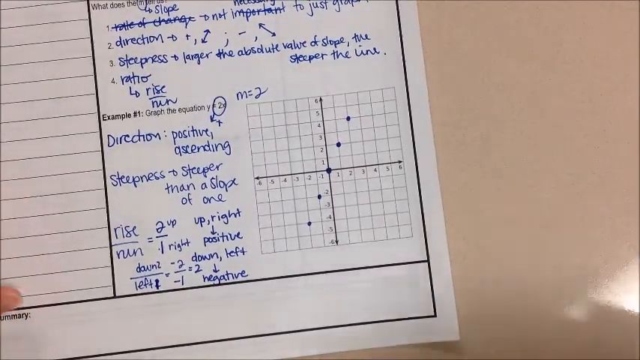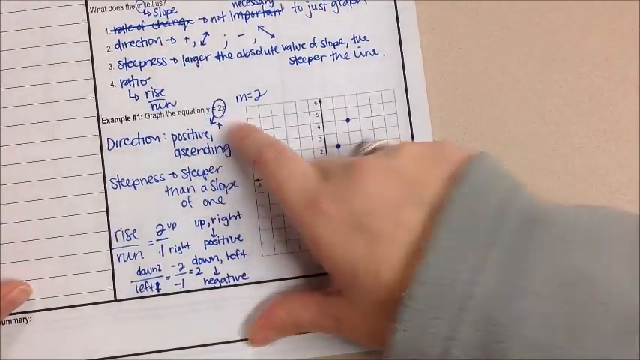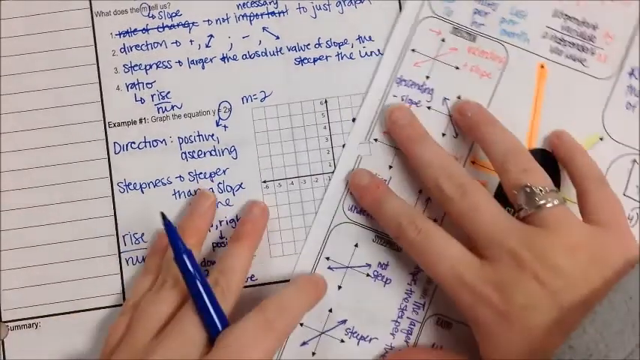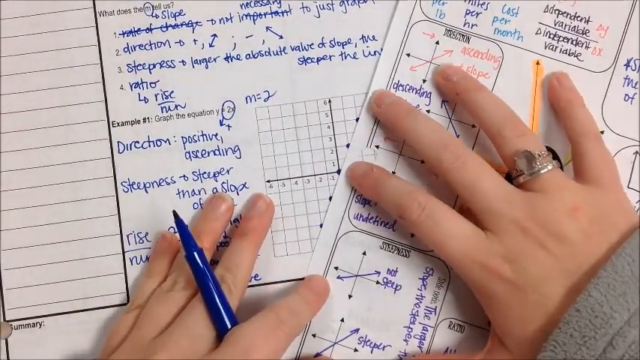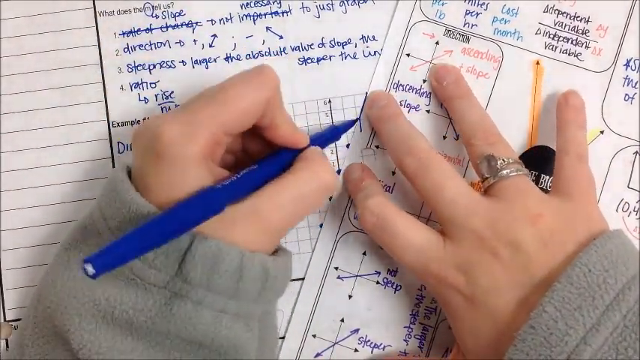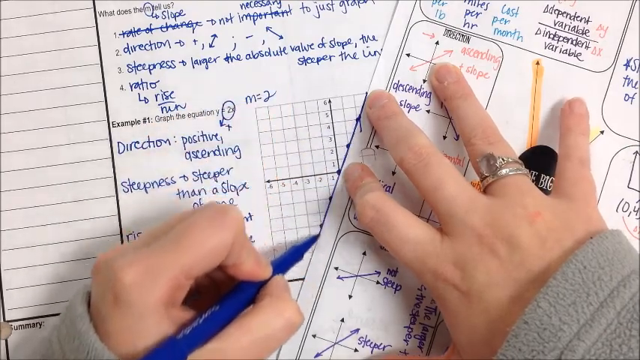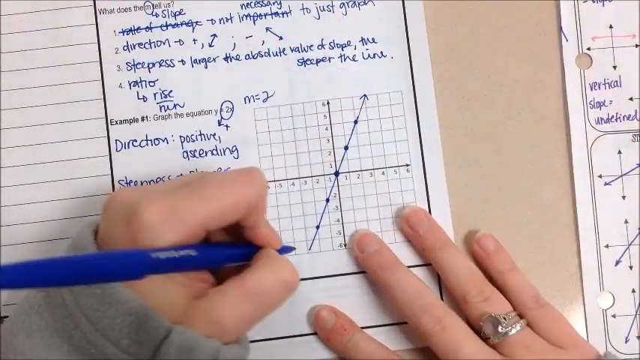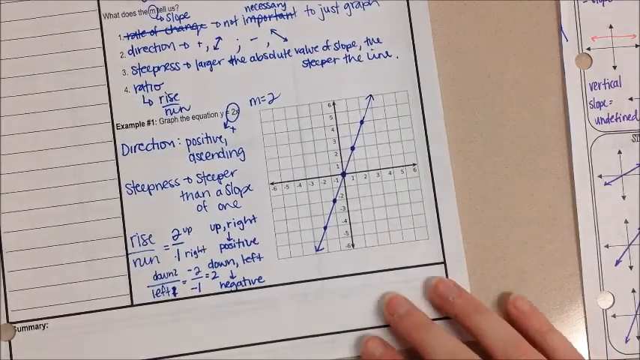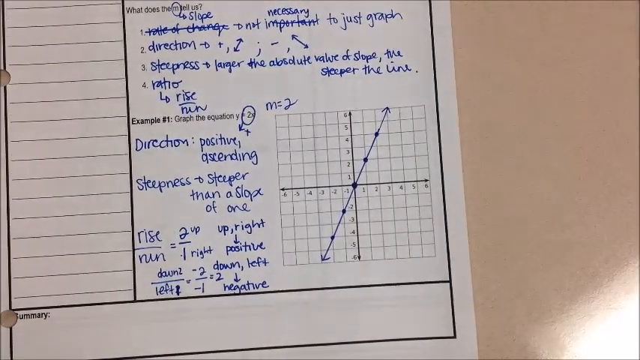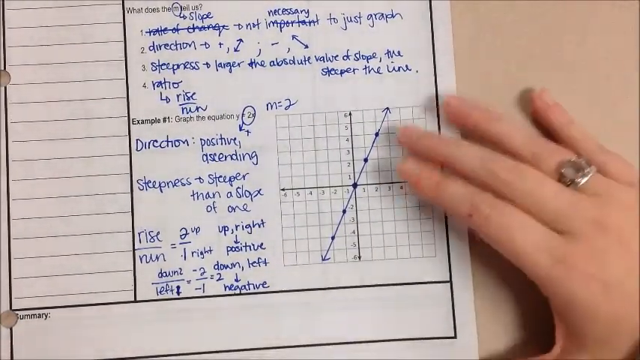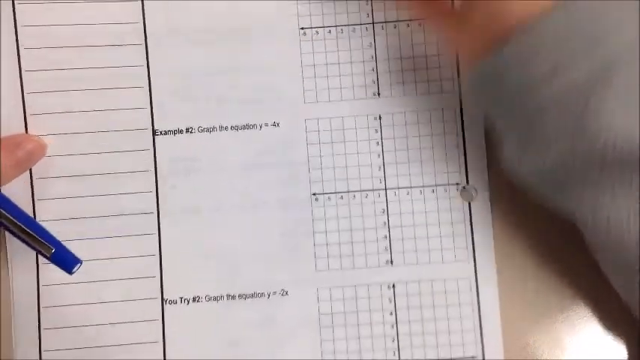So now whenever you have y equals something x, you are going to draw a line. Oops, I'm sorry. A nice line, and you put your arrows on there. So that is the graph of the equation y equals 2x. Go ahead and try this by yourself.